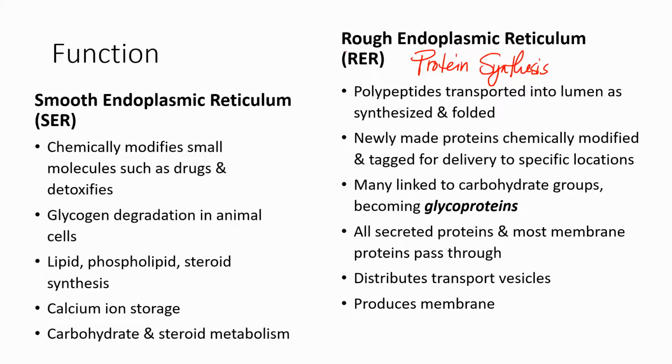Remember, it's got ribosomes attached to it. That's what gives it its name, because the ribosomes that are attached almost look like beads stuck on the surface, and that gives it this rough, bumpy appearance. Not only can you have proteins made here, they'll be modified. They can be tagged to be delivered to certain areas of the cell. A lot of proteins will have things added to them that are not amino acids. For example, if they get carbohydrate groups added to them, they will become glycoproteins. Remember, glyco means sugar.